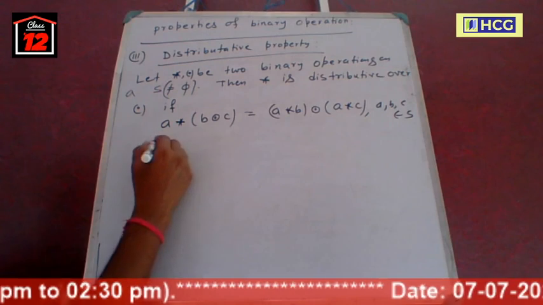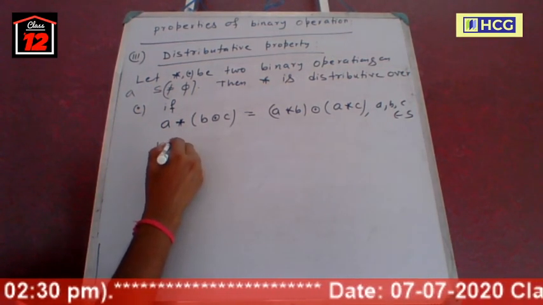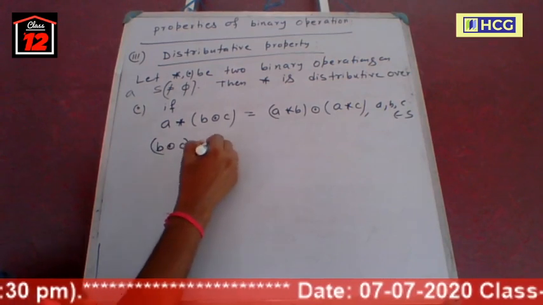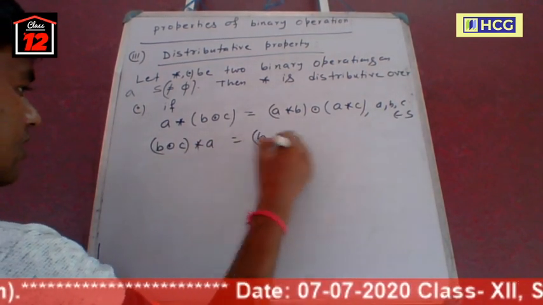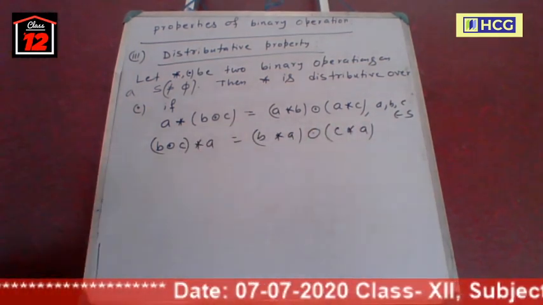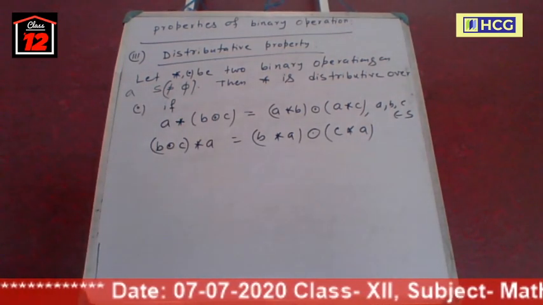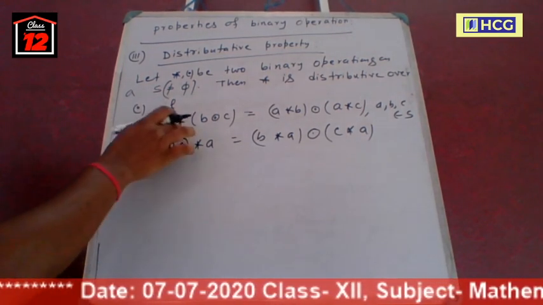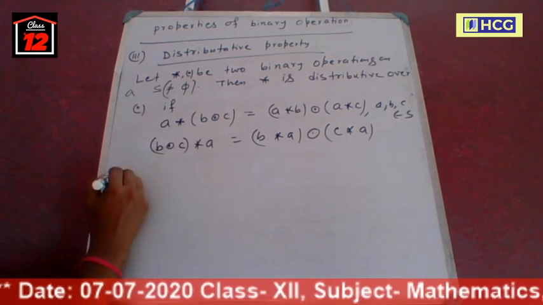Elements of S, and (B dot C) star A is equal to (B star A) dot (C star A). So this is the right distributive. When both conditions are satisfied, then we can say that star is distributive over the dot. Now, example.